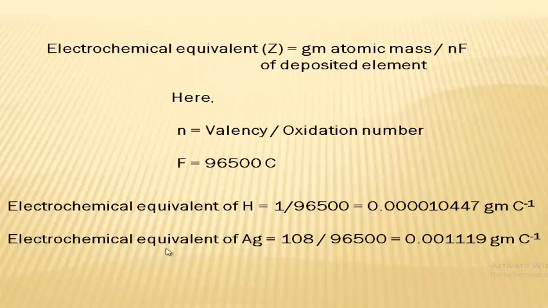Another example, electrochemical equivalent of silver. Gram atomic mass of silver is 108 and its valency is also 1, and 1 Faraday is this. So we can easily determine the electrochemical equivalent of any element from this relation.